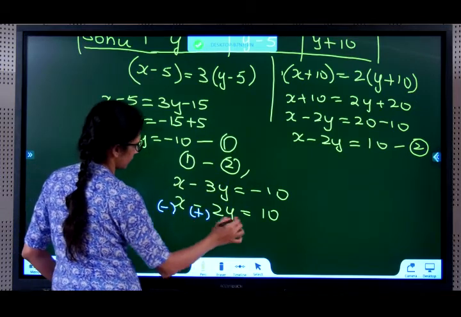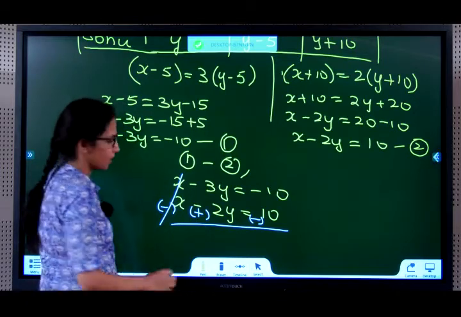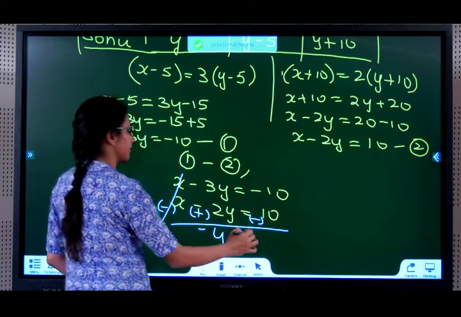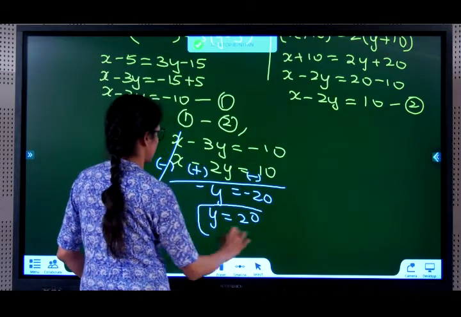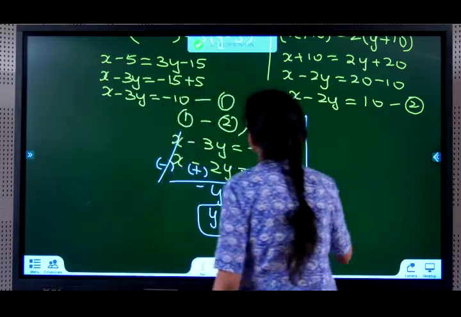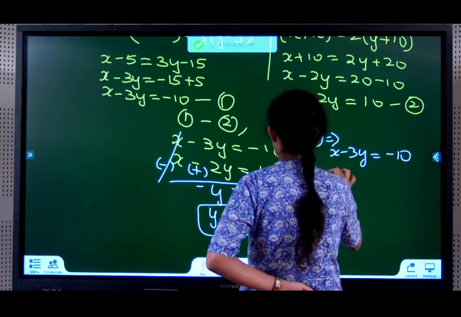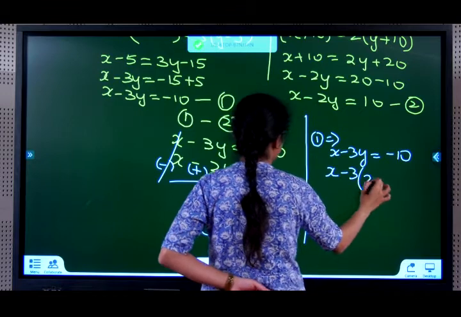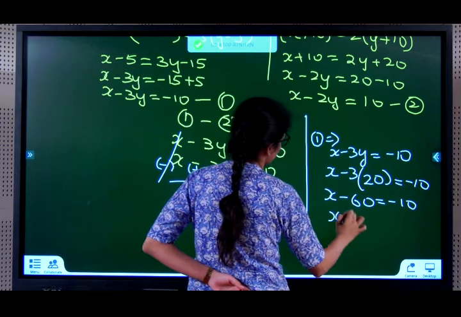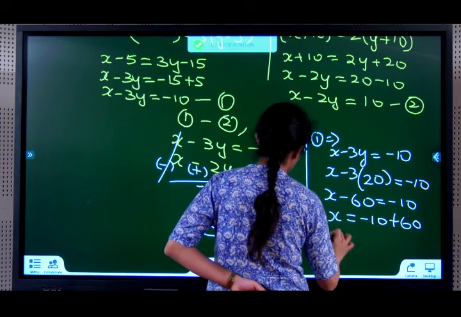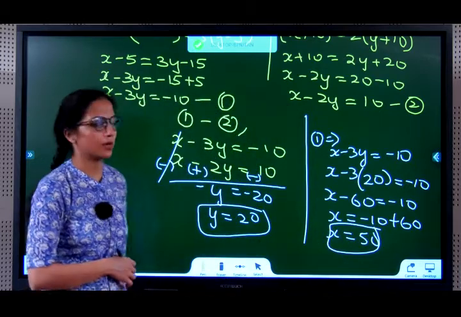Subtract. So that means change the signs. x and x cancels. Minus 3 plus 2 is minus y, minus 10 minus 10 is minus 20. You can say y is equal to 20. Use any one to get the value of x now. I am using equation 1. x minus 3y is equal to minus 10. x minus 3 into 20 is equal to minus 10. x minus 60 is equal to minus 10. x is equal to minus 10 plus 60. x is equal to 50. Therefore, Noori's age is 50 years and Sonu's age is 20 years.